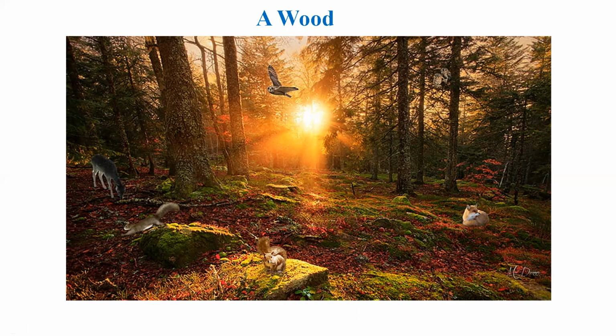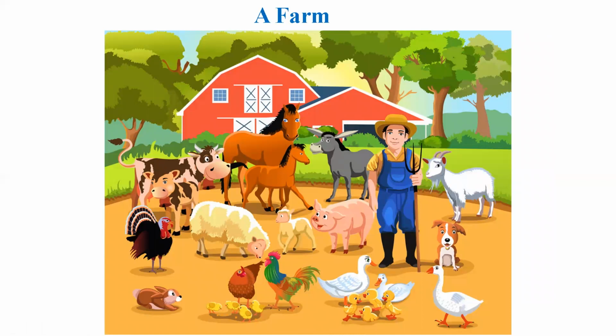Okay, next one, a farm. So in the farm, the animals, hens and ducks are living things. So hens and ducks, they give us eggs and feed on the worms in the soil. Next, cow. So cow gives us milk. They're living things, and soil is a non-living thing. Then it is a home to worms and insects.